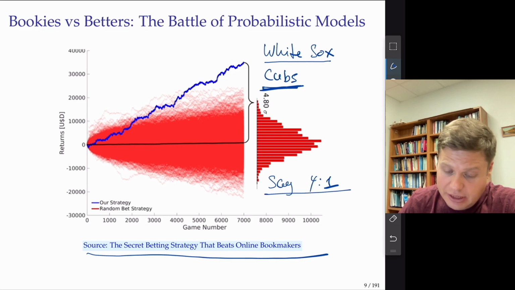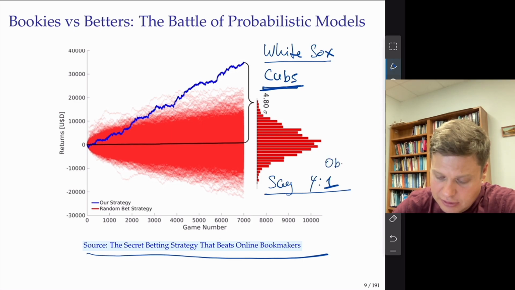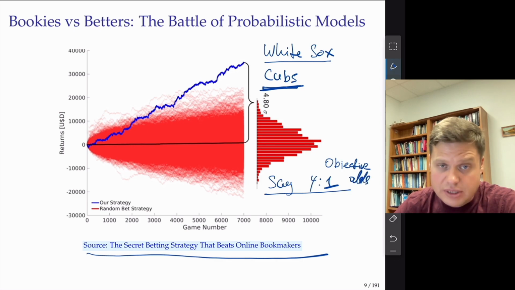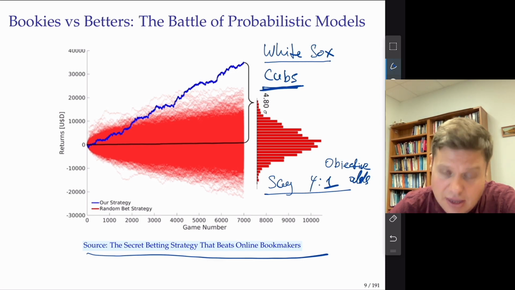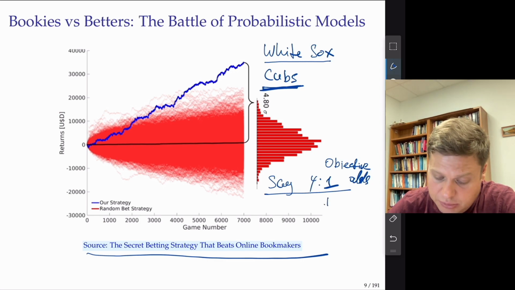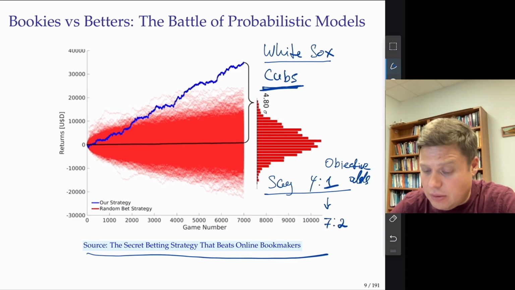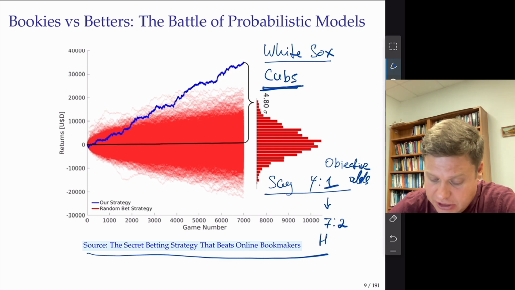So what they will do, they say, okay, maybe instead of 4-1, so this, let's say that's an objective odds calculated by bookies. That's what they think is the best possible guess about the outcome of this game. Then they will go and put a slight adjustment to this. So instead of 4-1, let's say they say 7-2. So they put a little bit more weight on the Cubs, and that's basically a hedging strategy, again, to prevent a big loss.